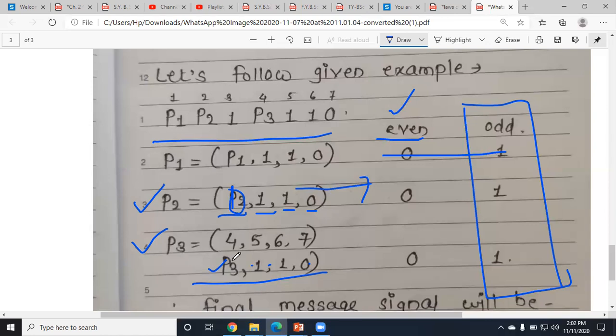We'll solve one more example of this Hamming code. Don't worry, in the next lecture. But right now, are you clear with this? Yes, ma'am.